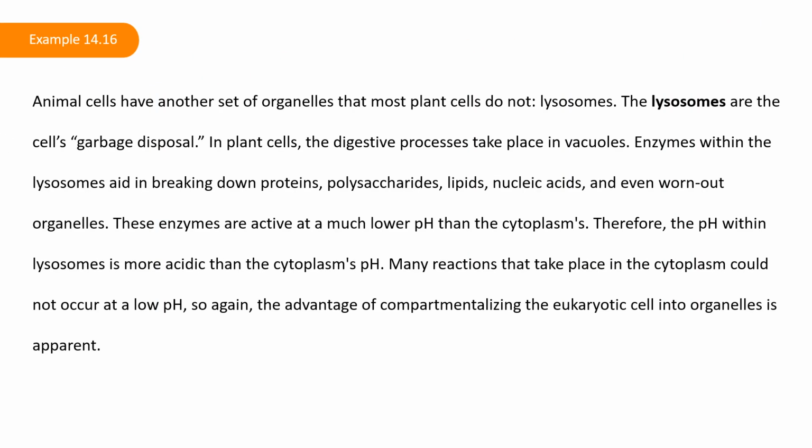Animal cells have another set of organelles that most plant cells do not, lysosomes. The lysosomes are the cell's garbage disposal. In plant cells, the digestive processes take place in vacuoles. Enzymes within the lysosomes aid in breaking down proteins, polysaccharides, lipids, nucleic acids, and even worn-out organelles. These enzymes are active at a much lower pH than the cytoplasm's. Therefore, the pH within lysosomes is more acidic than the cytoplasm's pH. Many reactions that take place in the cytoplasm could not occur at a low pH, so again, the advantage of compartmentalizing the eukaryotic cell into organelles is apparent.